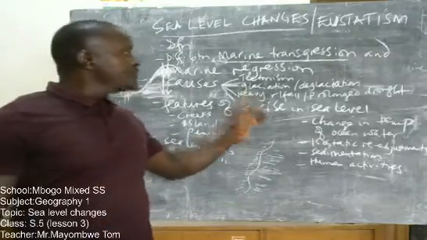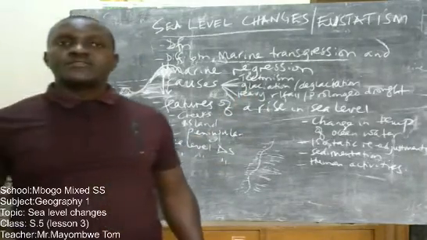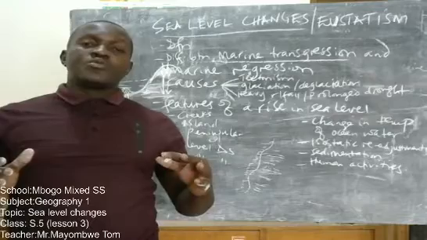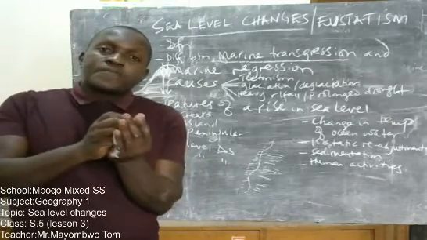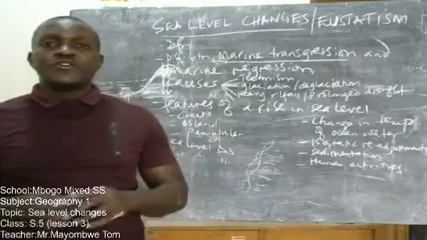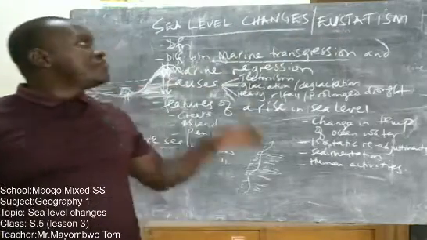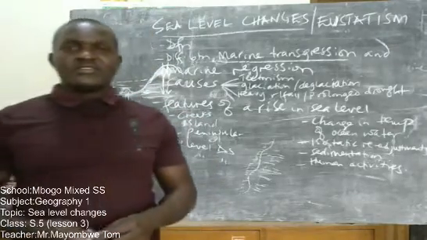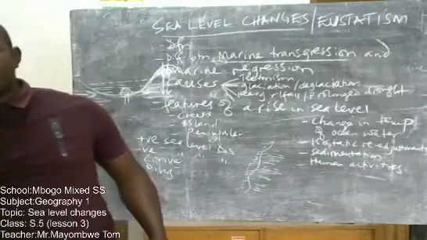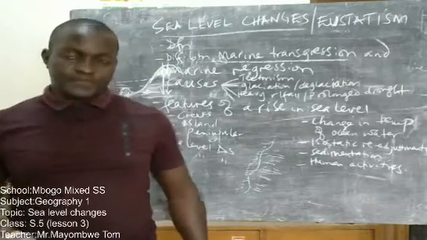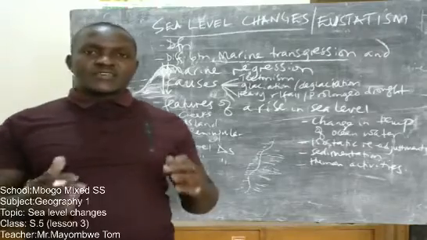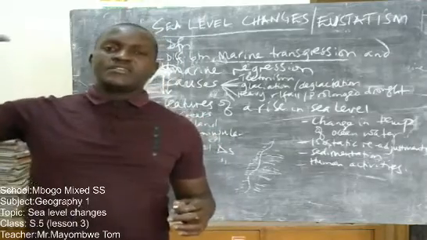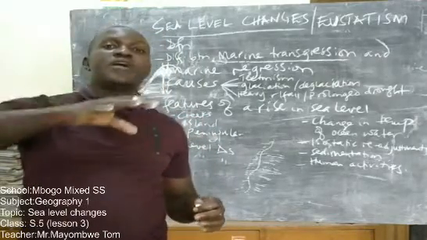Then another factor that causes sea level changes is glaciation and deglaciation. We know that during glaciation, water is in the form of ice. Where is this ice found? On the high mountains and then in the polar regions. I don't know whether you still recall the polar regions. These are regions which are near the poles, the North Pole and the South Pole. So, during glaciation, water is in the form of ice on high mountains and in the polar regions.